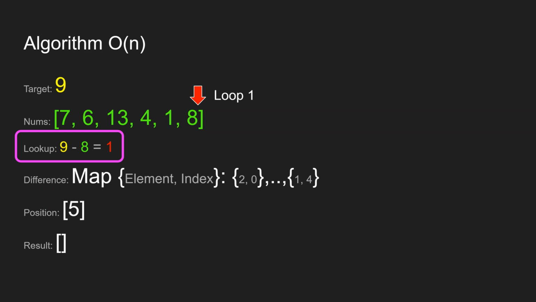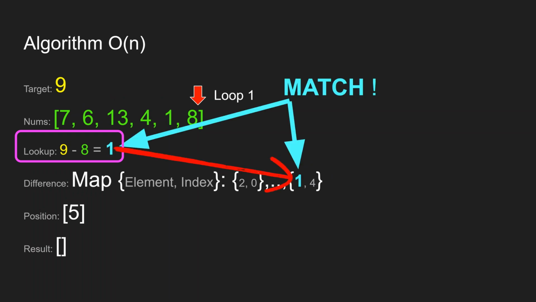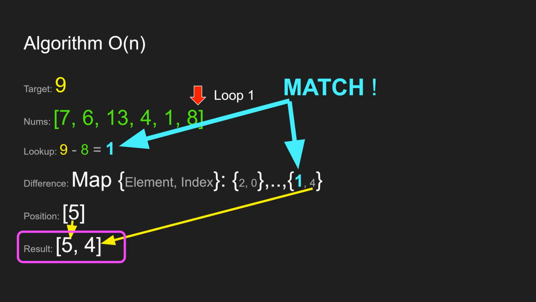However, on the next step, we have target 9 minus the element 8, which is going to equal 1, and we already have 1 in the map, so we do have a match. So at that point, what we do is we take the current index of the loop, which is 5, and the index that we have stored in the map, which is 4. So that's it, folks. It's not that complicated. Now let's look at the algorithm and how to do this in C++.